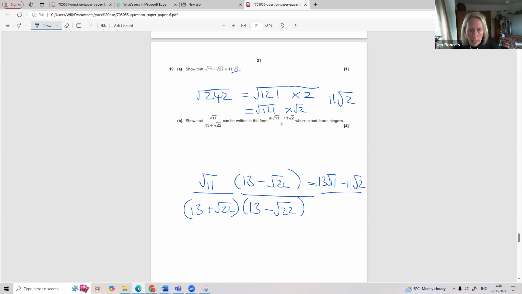Multiply out my denominator. 13 times 13 is 169. And then we'd have minus 13 root 22 plus 13 root 22, which cancels to make 0. Minus root 22 times root 22 is just 22. So obviously these would cancel to make 0. So we've got 169 minus 22, which is 147. So what are A and B? A is 13 and B is 147.